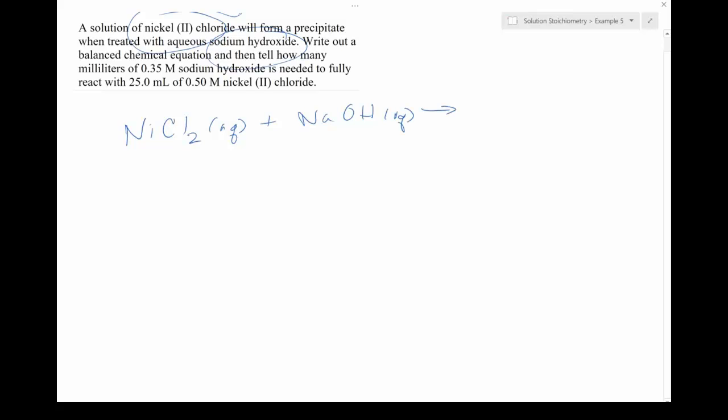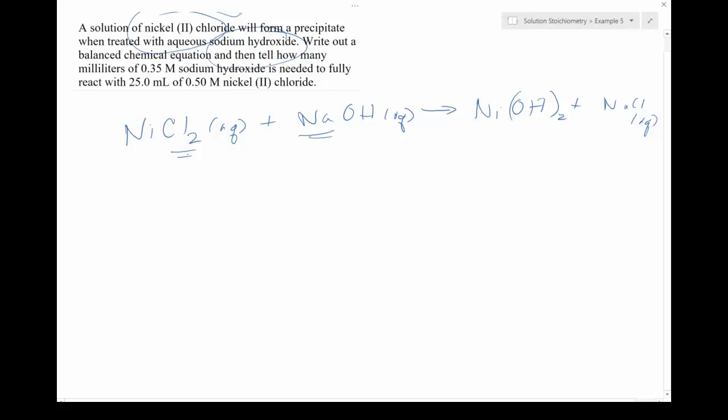This is going to be yet another precipitation reaction. We're going to form nickel(II) hydroxide, and we're also going to form sodium chloride. Whenever I'm writing out a chemical equation, I always write out the formulas for the compounds that we're going to make, and then I balance. It's very important that you do it in that order. Don't try to balance the equation by changing the stoichiometry or by changing the coefficients on your compounds.